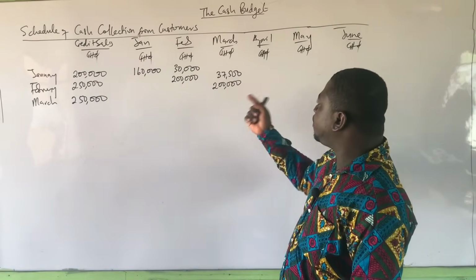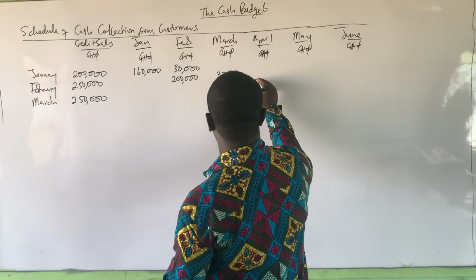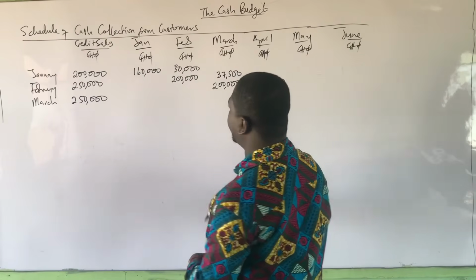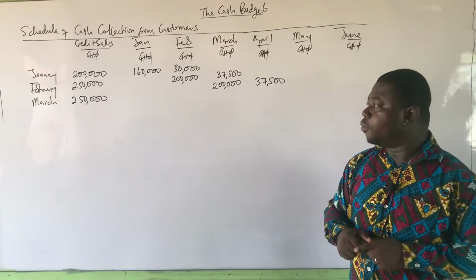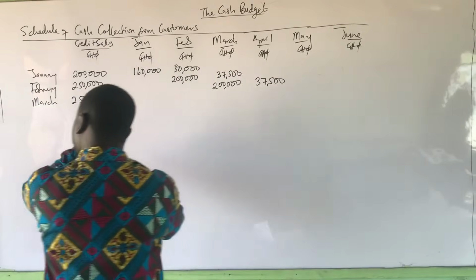And then 15% in the next month. In this case, the next month will be April. And so the 15% of 250 is 37,500. Then we put that there. Then we move to the next month, which is April. So let's go and find out the credit sales for April.